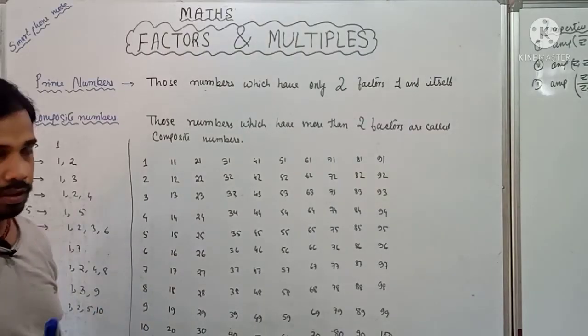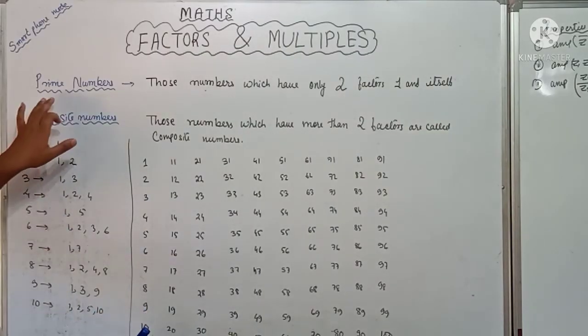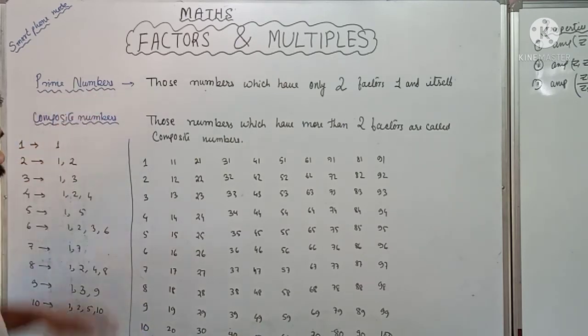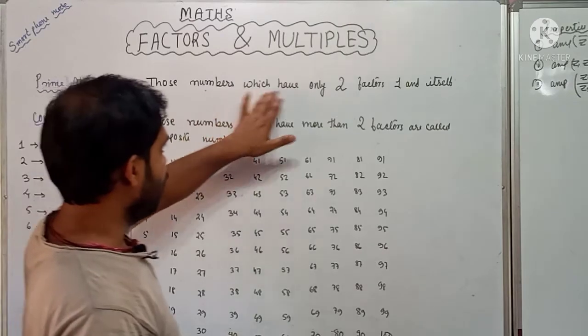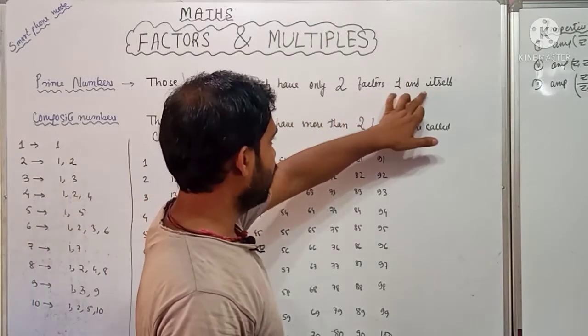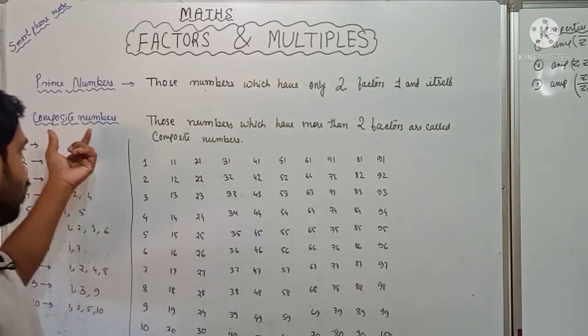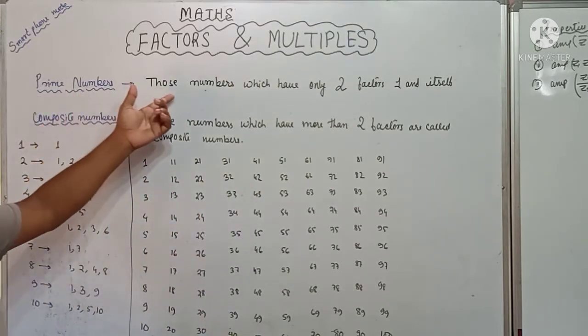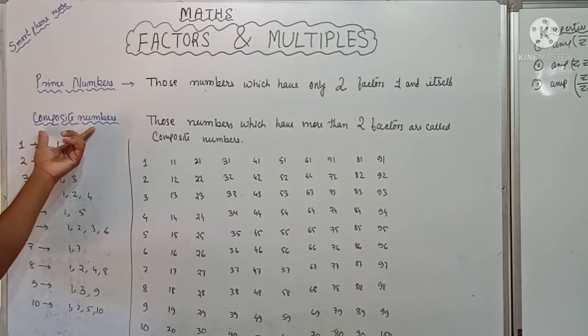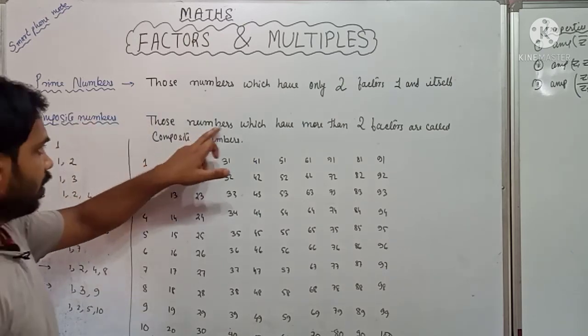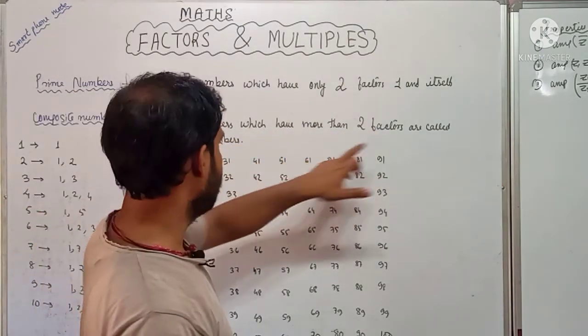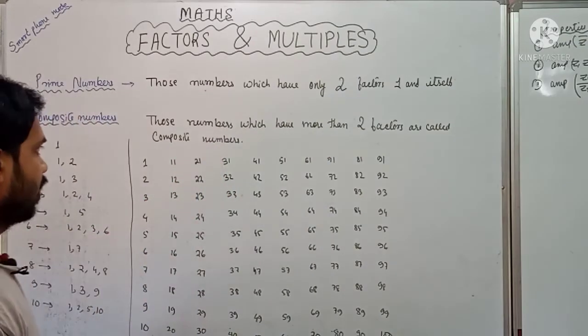So hello friends, today we are going to discuss again prime numbers. So what are prime numbers? Those numbers which have only 2 factors, 1 and itself, are known as prime numbers. We have already discussed this. Now next is composite numbers. So what is a composite number? Those numbers which have more than 2 factors are called composite numbers.